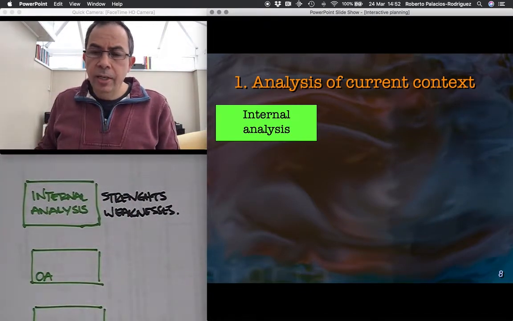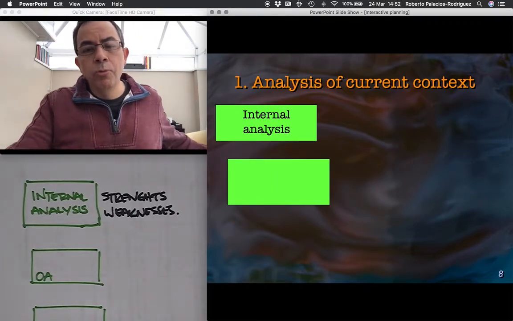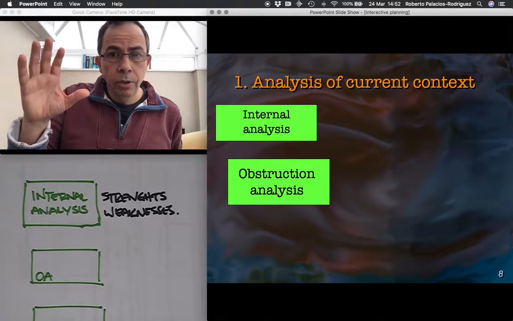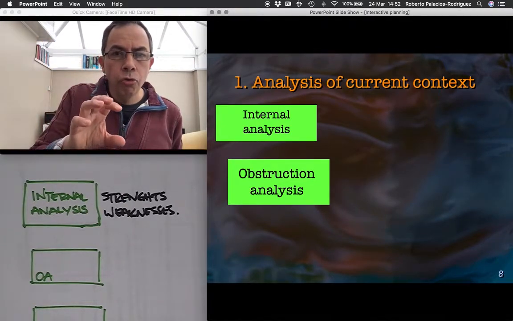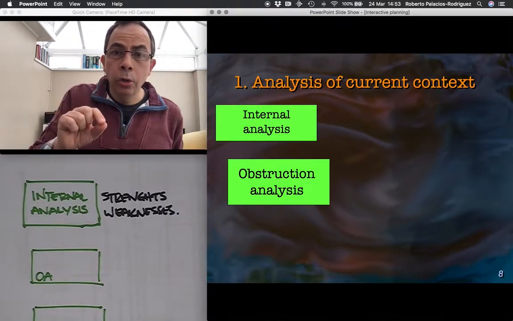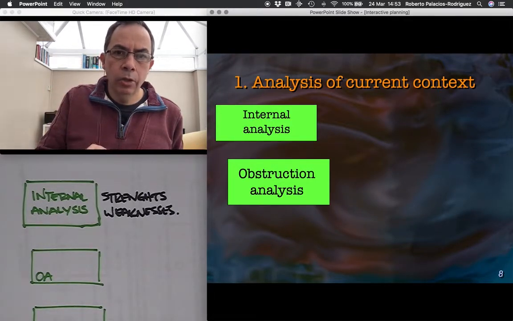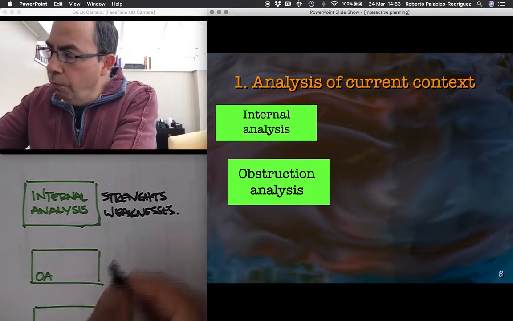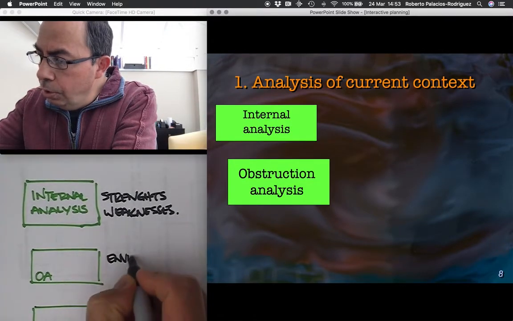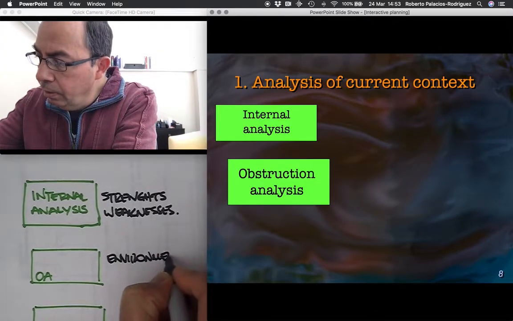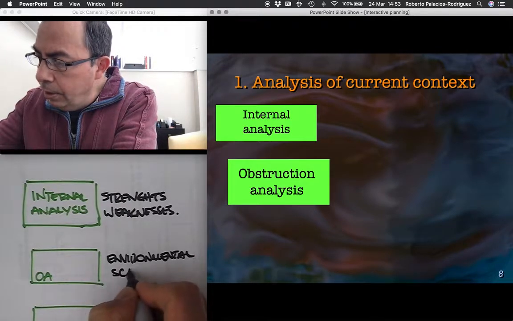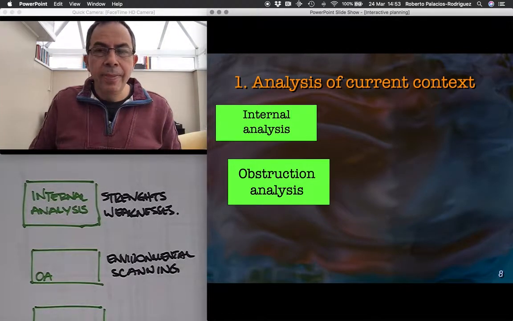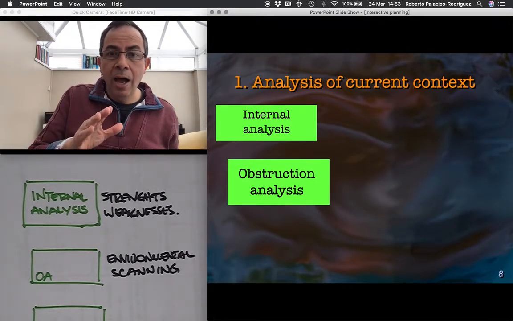The second stage is known as obstruction analysis. It has to do with what could happen in the future that is outside of the control of the decision maker that could derail the plans that you got. It is the environmental analysis, the environmental scanning of what's going on out there. So this environmental scanning is about identifying what could happen in the future that could take our plans out of the path that we want.